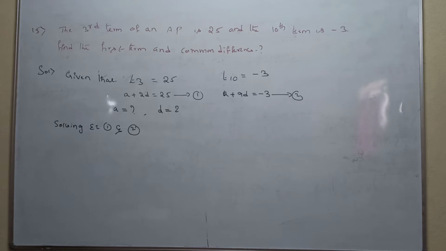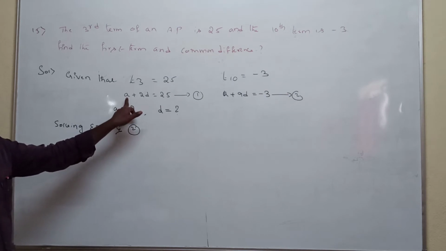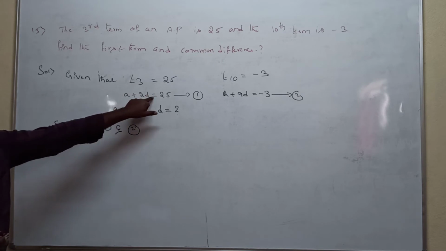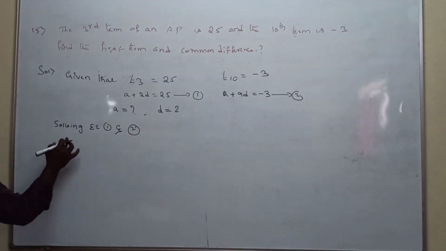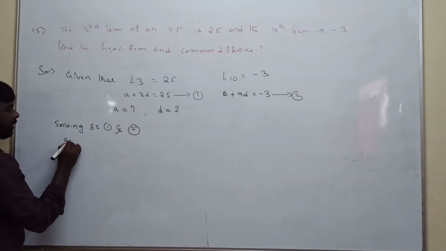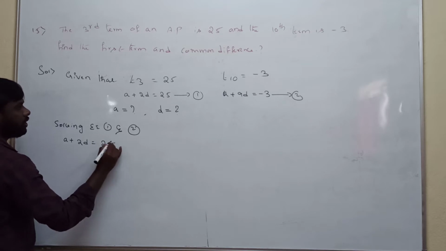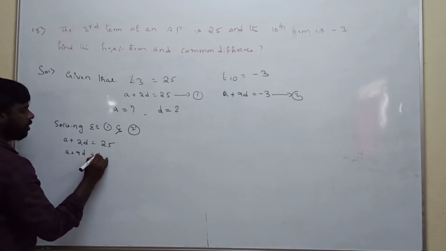The elimination method: in the second chapter we had x coefficient and y coefficient, but here the a coefficient and d coefficient will be there. We should eliminate any one of them. How to eliminate it? Listen carefully. Solving 1 and 2: the first equation is a + 2d = 25. The second equation is a + 9d = -3.